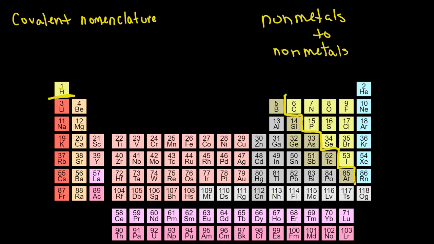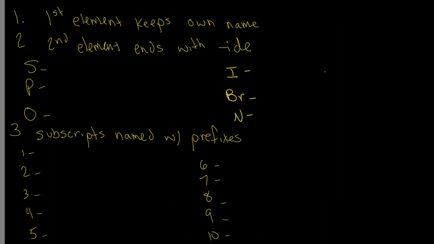So if you got two elements in the compound and they're both on the right side of that staircase, then you're dealing with a covalent compound. So you use covalent nomenclature rules. So those rules are pretty simple. The first rule is the first element keeps its own name.